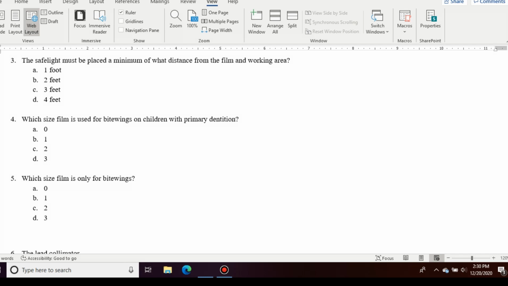Number 5, which size film is only used for bite wings? And that is going to be D, size 3.